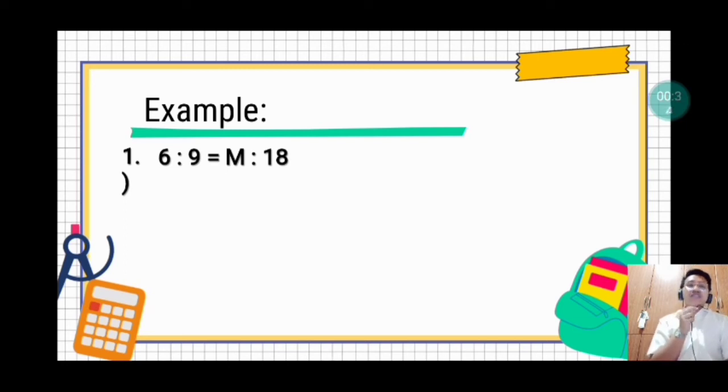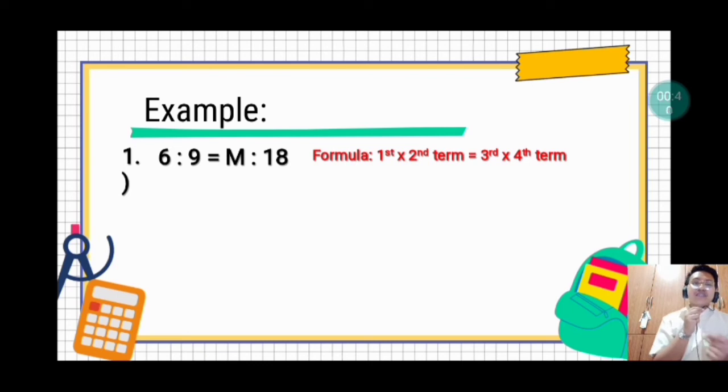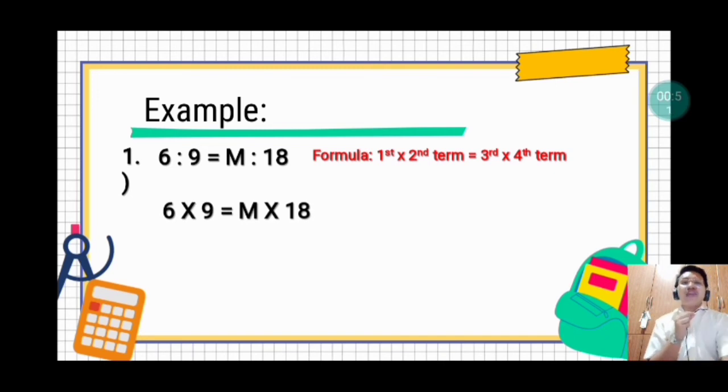Okay, children, it is now time. Let us now solve. Again, the formula: first term times second term is equal to third term times fourth term. First, we need to substitute the ratios into our formula. 6 times 9 is equal to m times 18. And after that, we need to simplify those terms. 6 times 9 is equal to 54. And m times 18, that would be 18m.